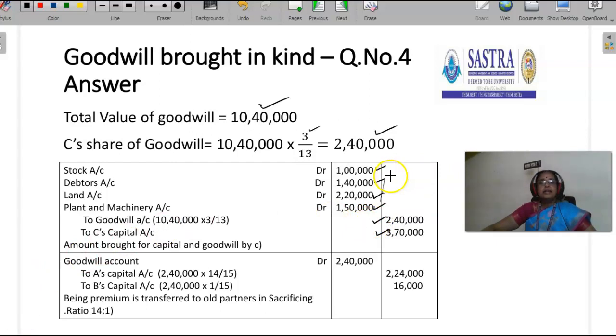The total asset value which he brought is 6,10,000. Out of that 6,10,000, 2,40,000 is goodwill. The balance amount is capital. Okay. Then the amount which is brought for goodwill is distributed among the old partners in their sacrificing ratio, so goodwill account debit to A's capital account, to B's capital account. The sacrificing ratio is 14:1. So A's capital is 2,24,000. B's capital is 16,000.